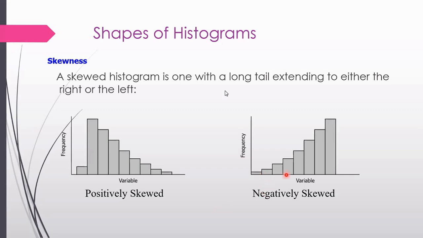When we are looking at this one, even if this is the center point we look at, from the modal class the long tail is towards the left-hand side. So that is called negatively skewed. If your histograms have this kind of pattern, then we say that it is a skewness. The shape of these histograms is skewed, right?